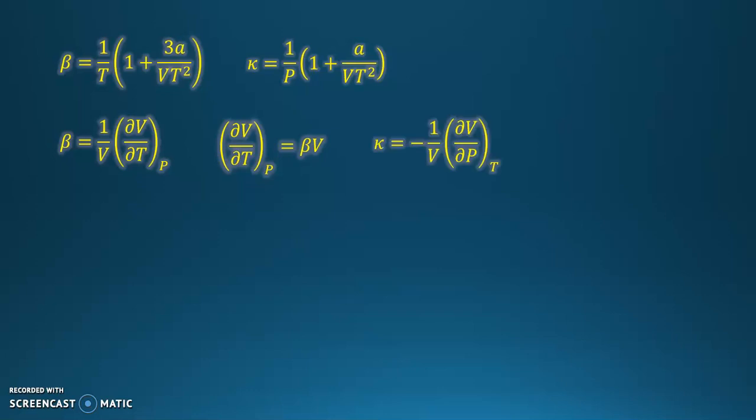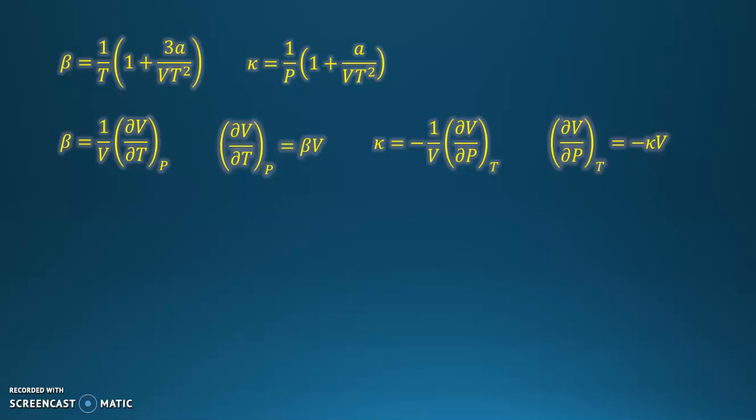Same thing for kappa. If we remember, kappa is equal to minus 1 over v times the partial derivative of v with respect to p at constant temperature. If we solve this equation for the partial derivative of v, we get this expression.